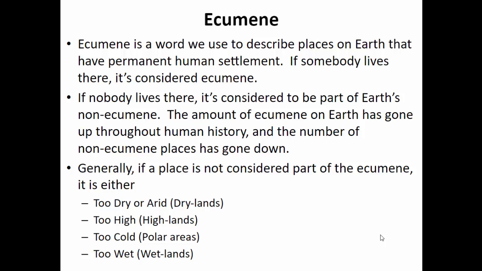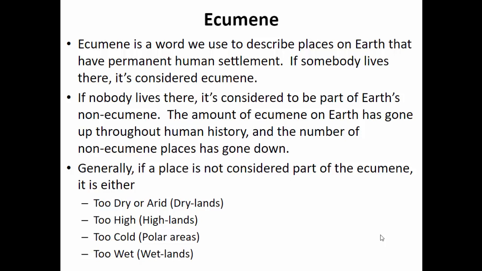All right? So before we get into the reasons why, let's take a look at some key terms that help us to understand human settlement. First, a new word for you. I doubt you've ever heard it before. It's called ecumene. It's a word we use to describe places where people live permanently. If somebody lives there, it's ecumene. All right? If nobody lives there, very simply, it's non-ecumene.